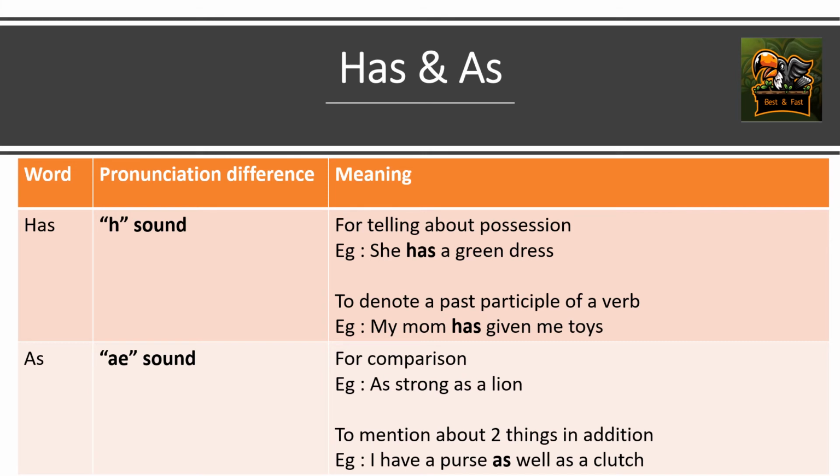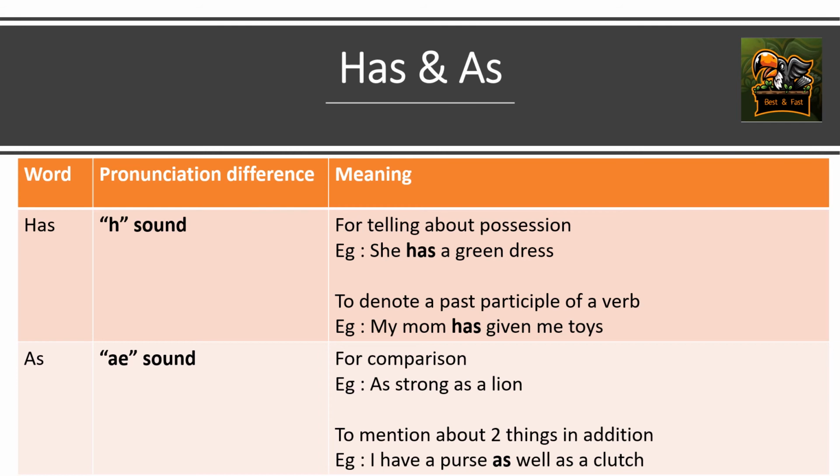And it has two meanings or two usages where it's commonly used in a sentence. For example, for telling about possession. When you own something, when you have something, you use the word has. Example, she has a green dress. Another one would be as the past of a particular action. For example, my mom has given me toys. So the action of giving something, when you use the past participle version, it is used in the form of the word has.